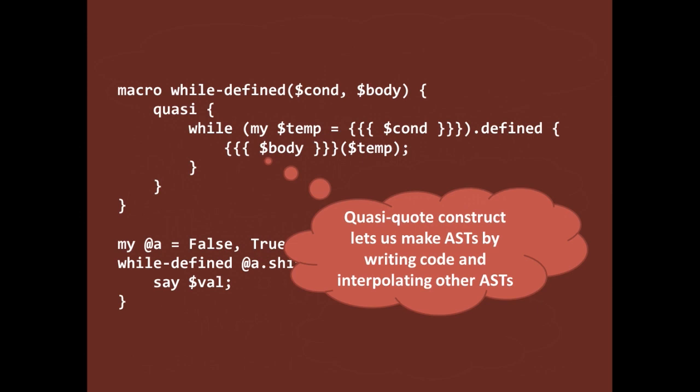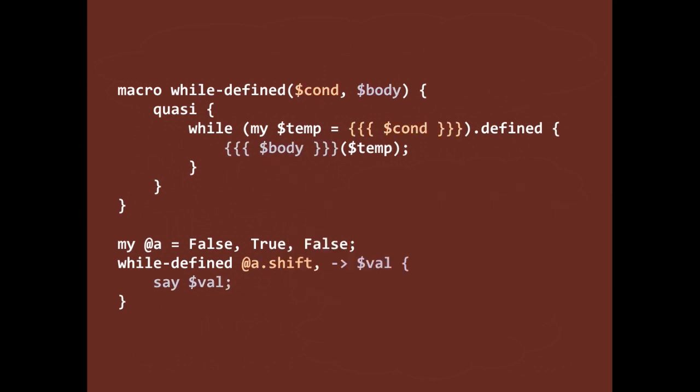These triple curly things allow us to interpolate bits of AST into the code. So when the compiler invokes this macro at compile time, it'll pass the AST for a.shift, and we'll insert that into the AST that this quasi is producing. You can almost think of a quasi as like a little templating language for Raku code.